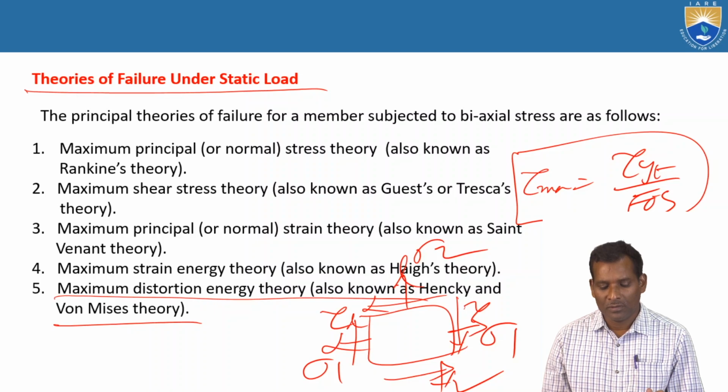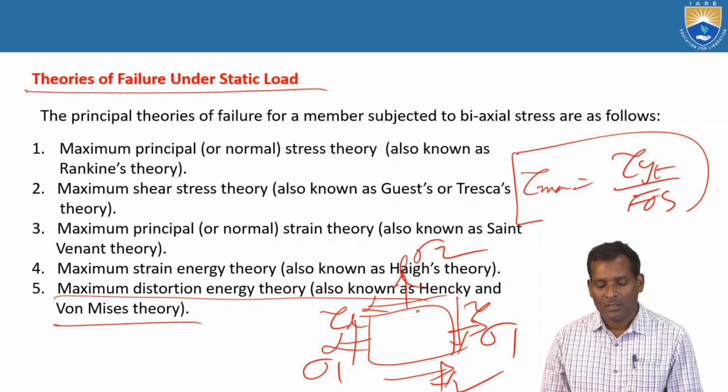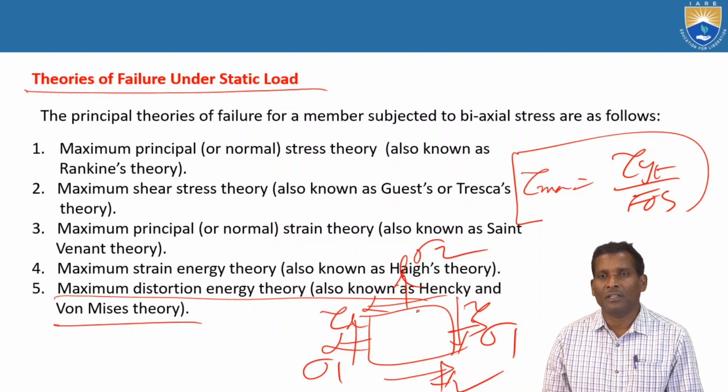Maximum strain energy theory, also known as Haigh's theory: the component fails at a strain energy when subjected to biaxial stresses. The strain energy should be less than or equal to whatever strain energy is available from that simple tension test.